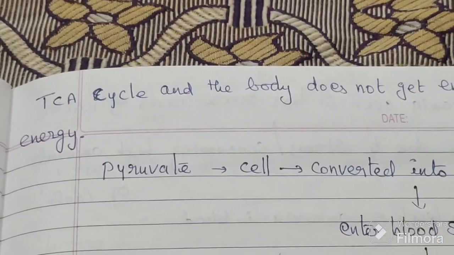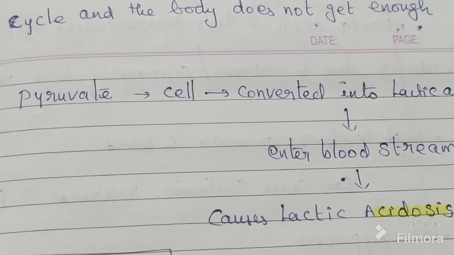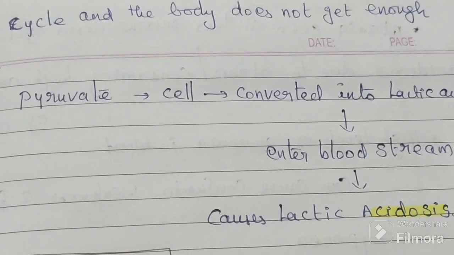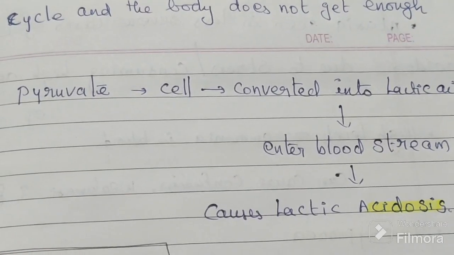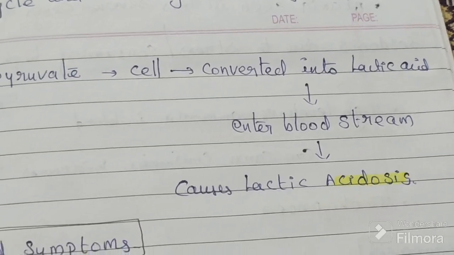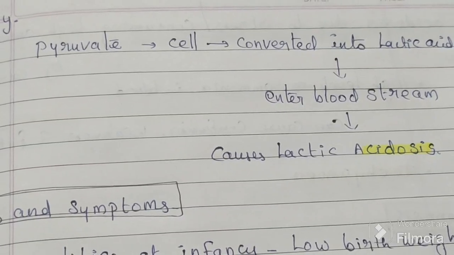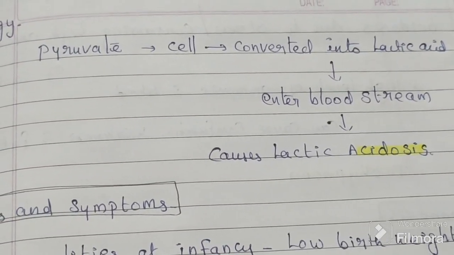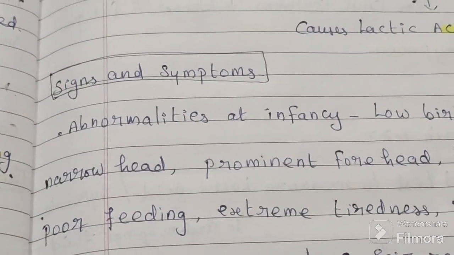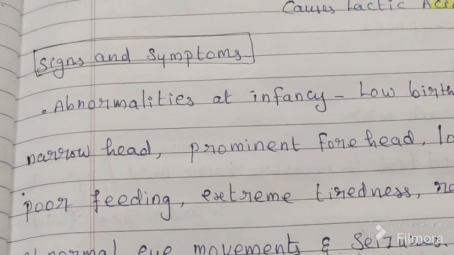So pyruvate dehydrogenase is the enzyme of the TCA cycle that converts pyruvate to acetyl coenzyme A. This conversion does not happen, so pyruvate builds up in the cell, is converted into lactic acid, which enters the bloodstream and causes acidosis. This condition is seen in infancy and childhood only. Then what are the signs and symptoms?